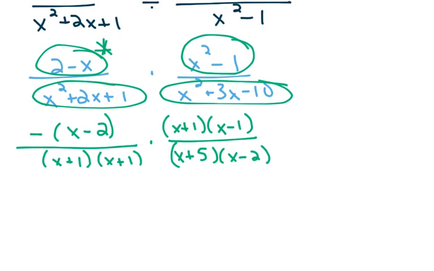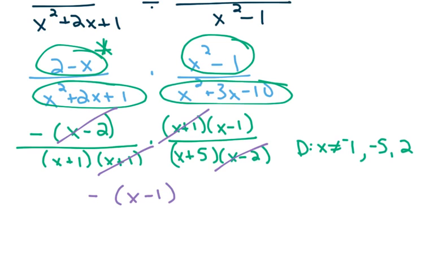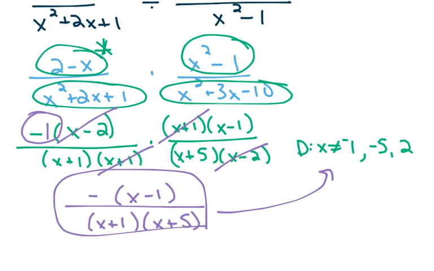Now I'm going to do my restrictions. My restrictions are that x cannot equal negative 1, negative 5, and positive 2. Now let's go cancel. Look, I can cancel those x minus 2's, and I can cancel some x plus 1's. That appears to be all I can cancel. So I'm left with negative x minus 1 on top. Where did the negative come from? Right there. Over x plus 1, x plus 5, and this is still the restriction.